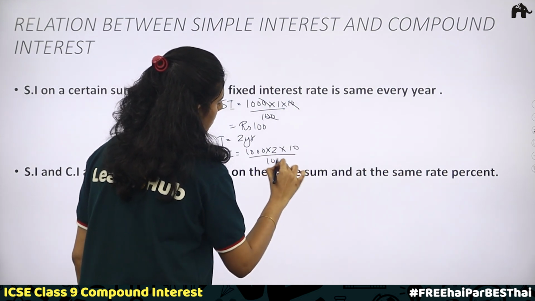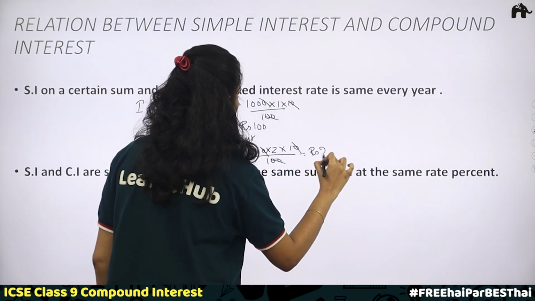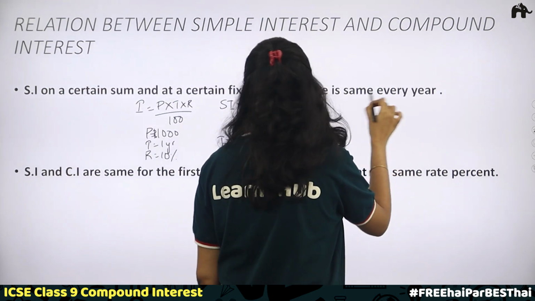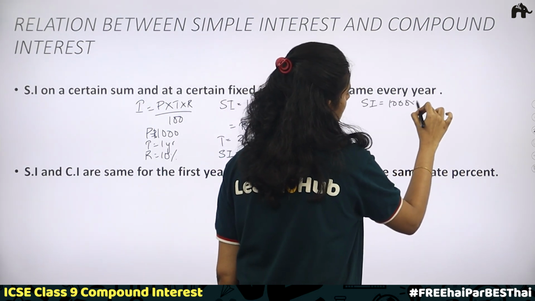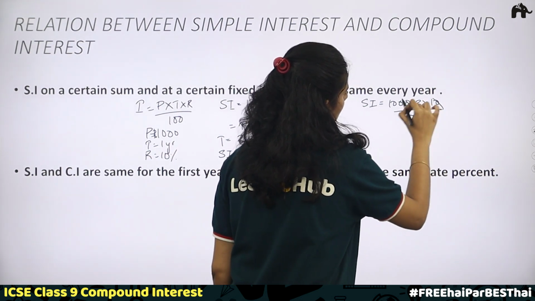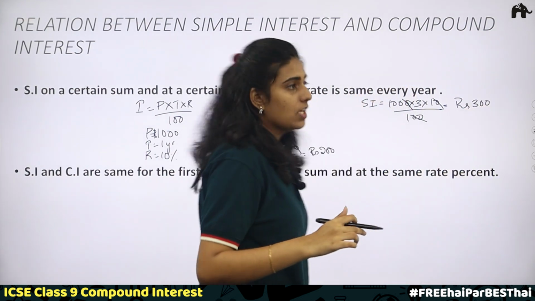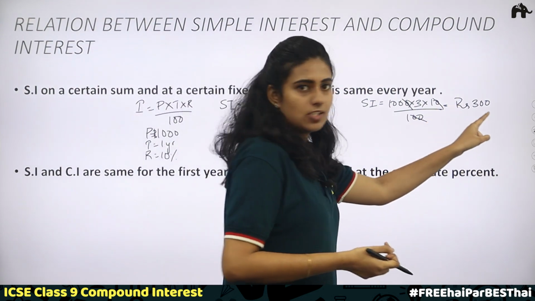Into 10 divided by 100. Cancelling out zeros, you will be getting rupees 200. If you are finding it for 3 years, simple interest will be equal to 1000 into 3 into 10 divided by 100. Cancelling out zeros, you get rupees 300. So the simple interest for 3 years is rupees 300.